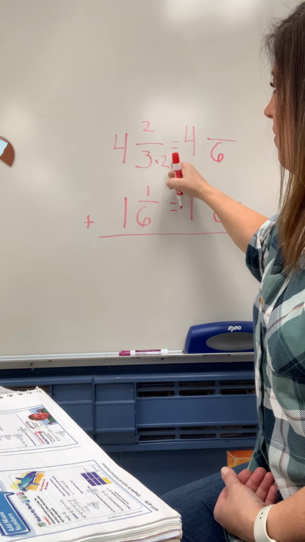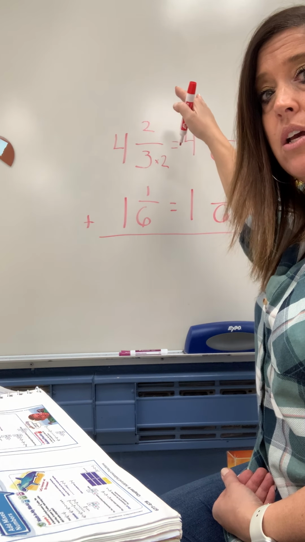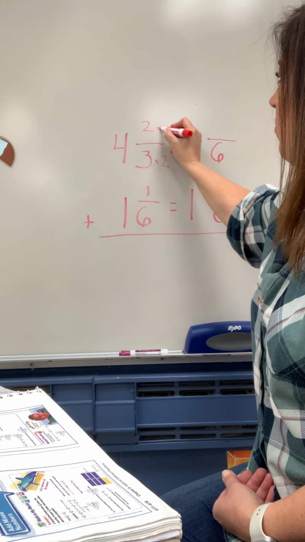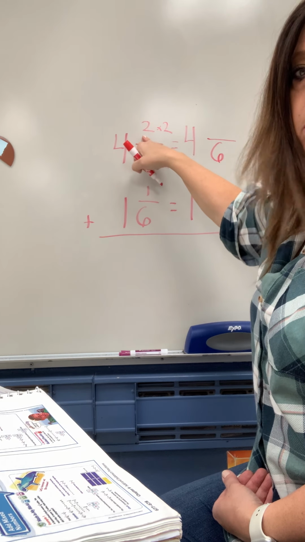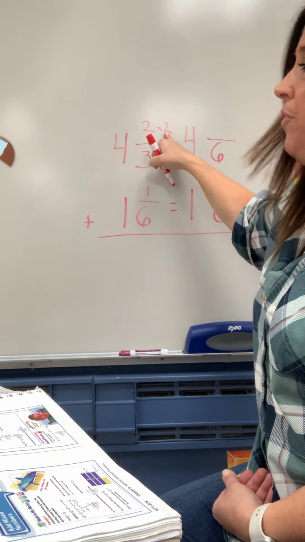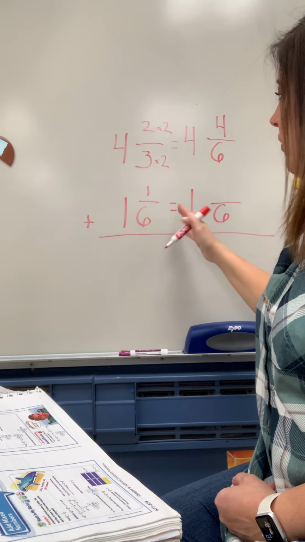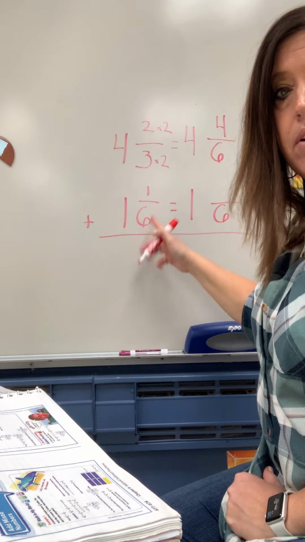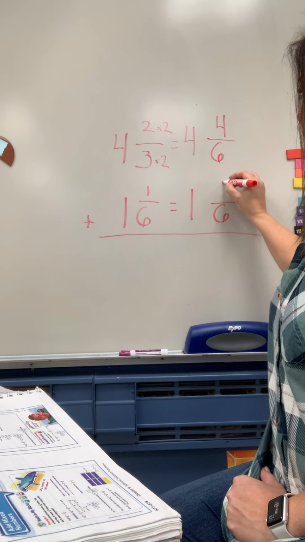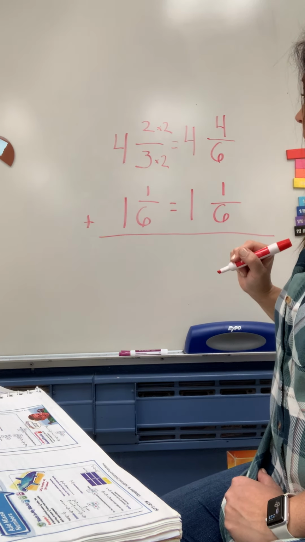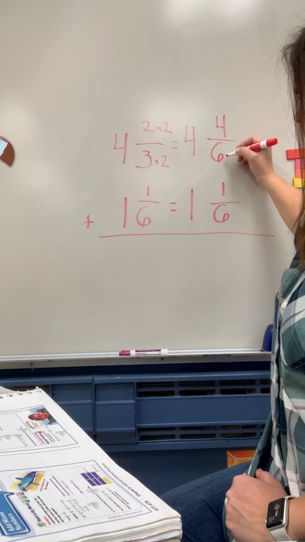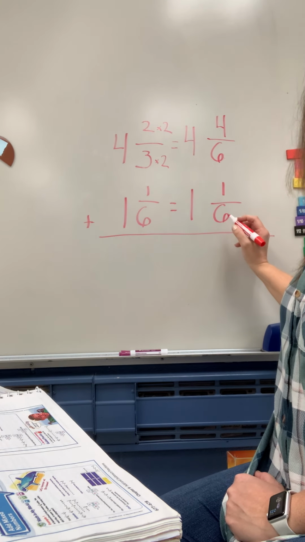Whatever I do to the denominator, I have to do the same thing to the numerators, which means I'm multiplying the 2 in my numerator times 2, which gives me 4. Down below, you can see here that I'm using the exact same amount. So all I'm going to do is just transfer the 1 over. Okay, now I have a like denominator.